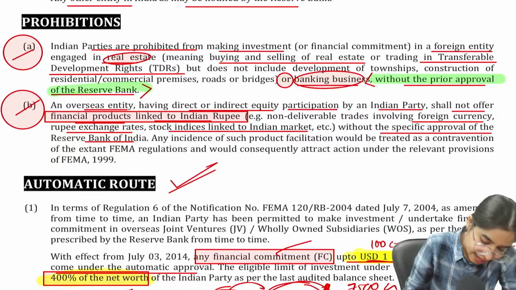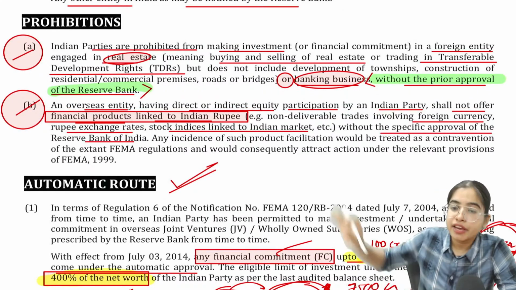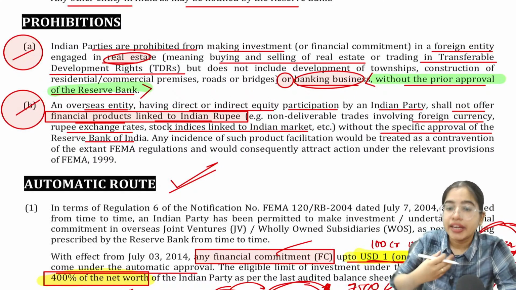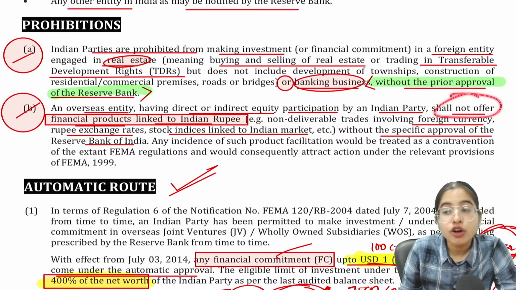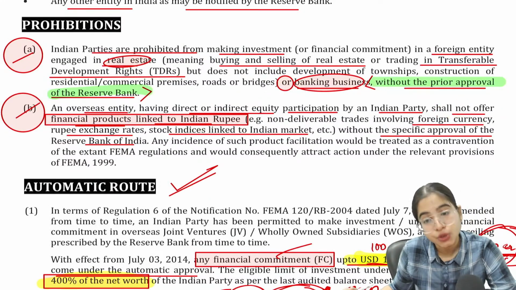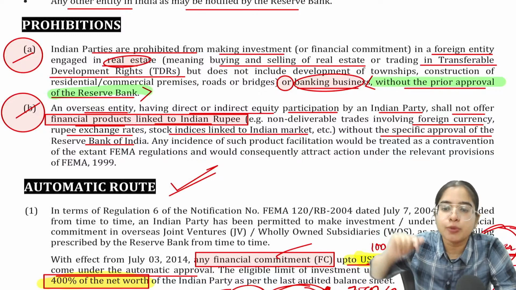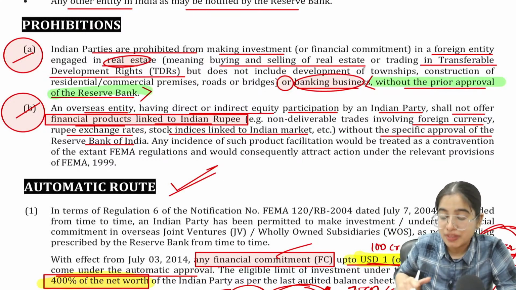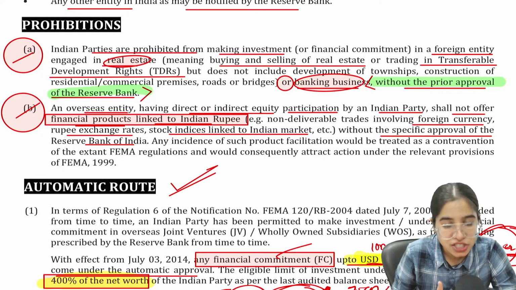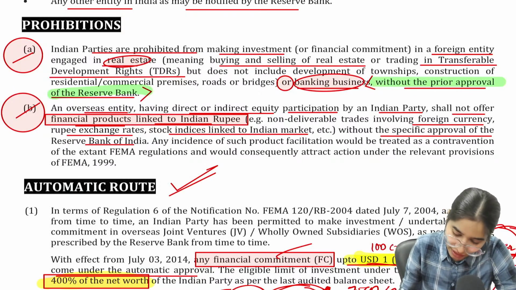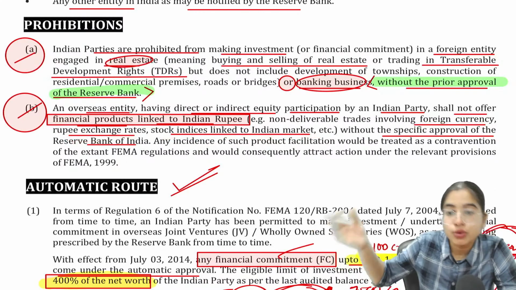Next is overseas entities having direct or indirect equity participation in the Indian party. If that overseas entity holds equity shares of our company, they cannot offer any financial product linked to Indian rupees. What does this mean? There are certain instruments of foreign countries linked to INR, like FCCB, foreign currency convertible bonds, foreign currency rupee exchange rate, and stock indices linked to the Indian market.